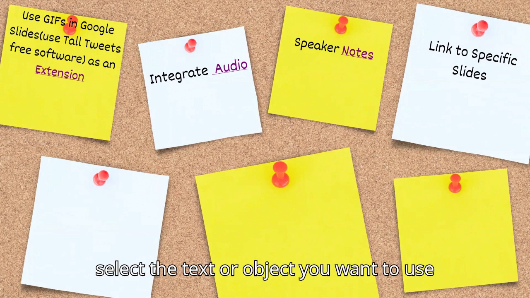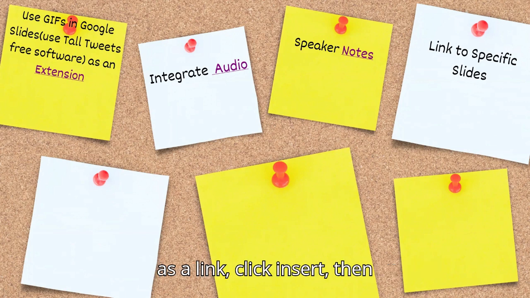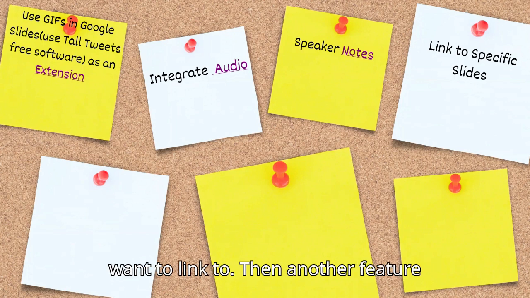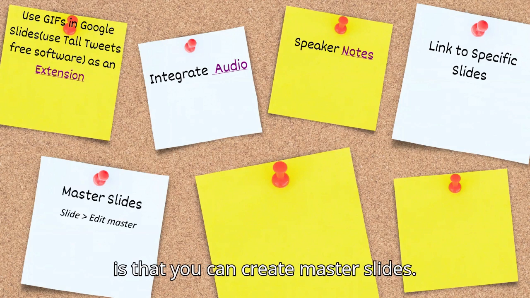To do this, select the text or object you want to use as a link, click Insert, then Link, and choose slides in the presentation. Then select the slides you want to link to. Then another feature is that you can create master slides.